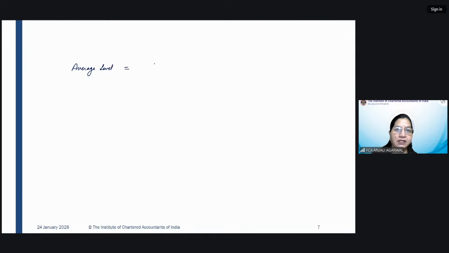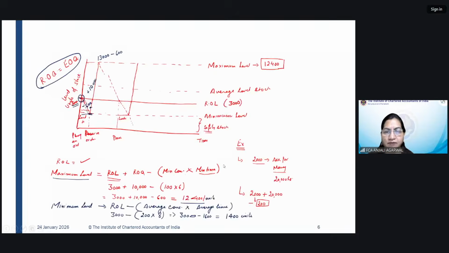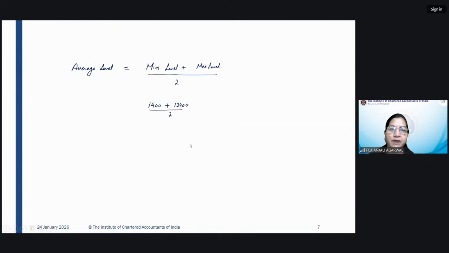Average level can also be calculated in two ways. Either you can use minimum level plus maximum level divided by 2. So here the minimum level was 1400, the maximum level was 12,400, and divide by 2. That will give you the average level. Okay, 1400 plus 12,400 divided by 2.